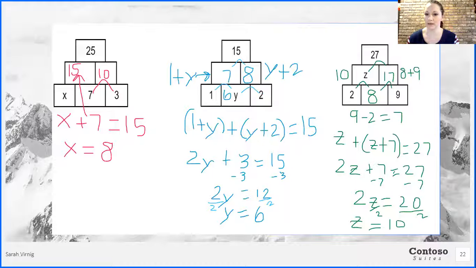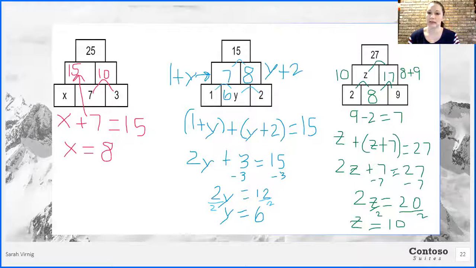So we take 9 minus 2, which gives us 7. So it's a difference of 7 between the 9 and the 2. Then we set up our equation: z plus, in parentheses, z plus 7 equals 27. And again, we're going to combine our like terms, which gives us 2z plus 7 equals 27. Now we need to get rid of the 7 on the left side, so we subtract 7, and again, do the same thing on the right side. So now we have 2z equals 20.